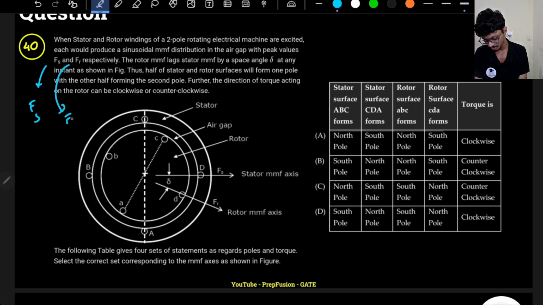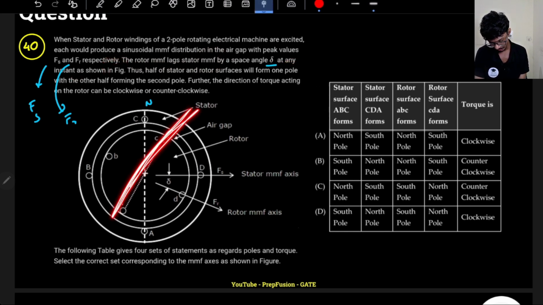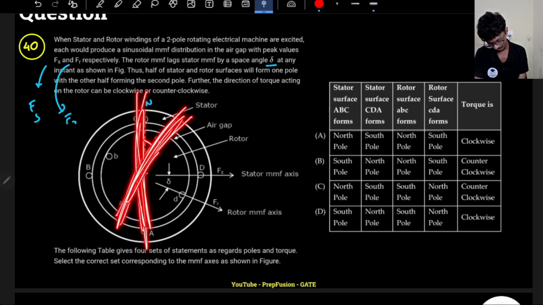So they are producing sinusoidal MMF, and what happens with a sinusoidal MMF? Basically, it generates a rotating pole. The rotor MMF lags the stator MMF by a space angle delta at any instant, as shown in the figure. Let's assume this is the rotor MMF and the stator MMF is this. So the rotor MMF will lag the stator MMF by delta.